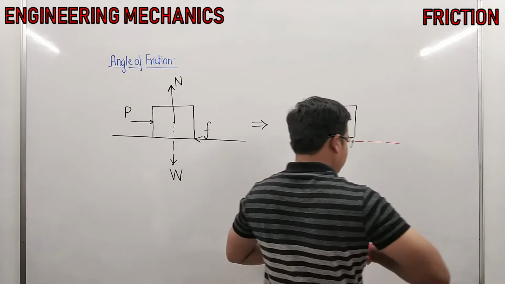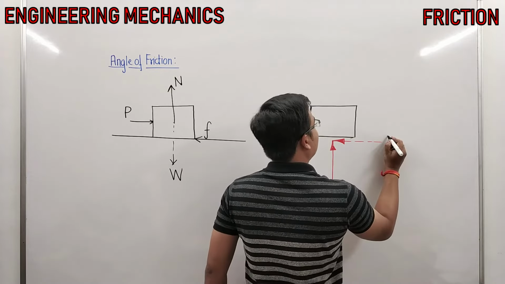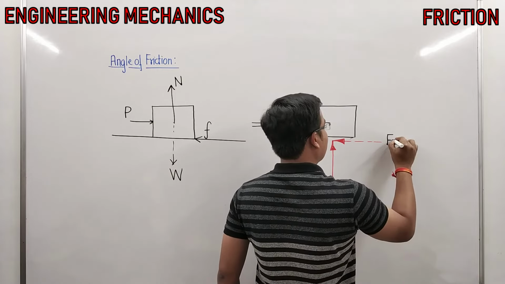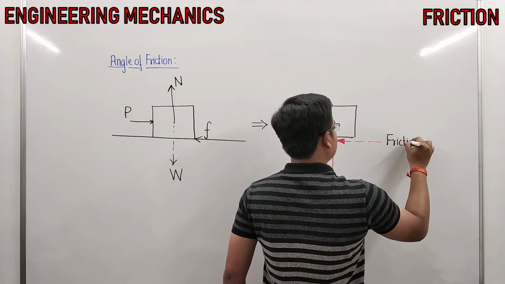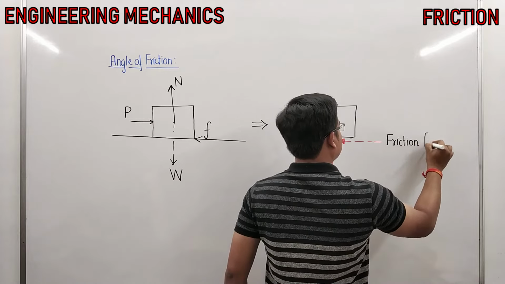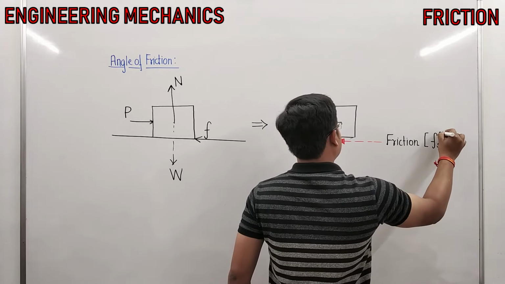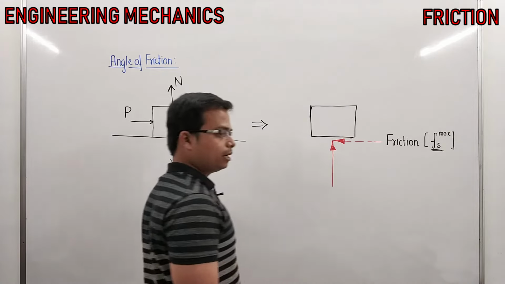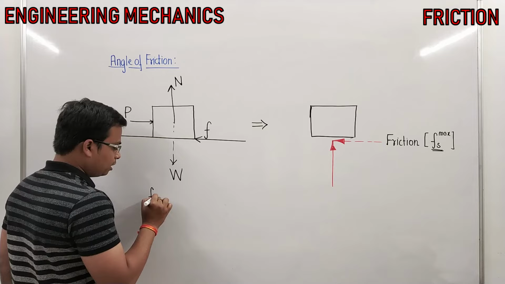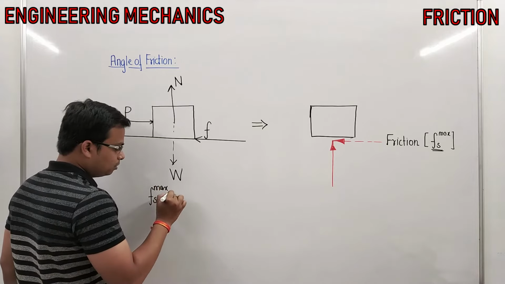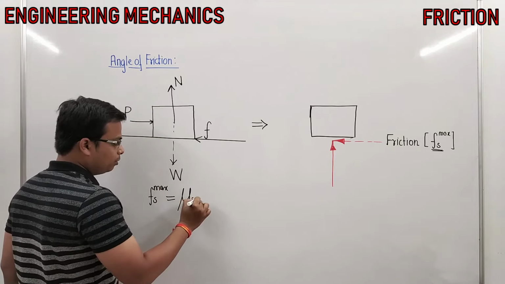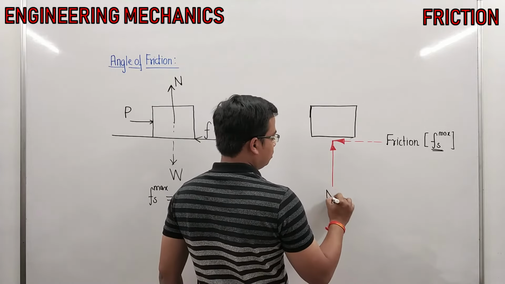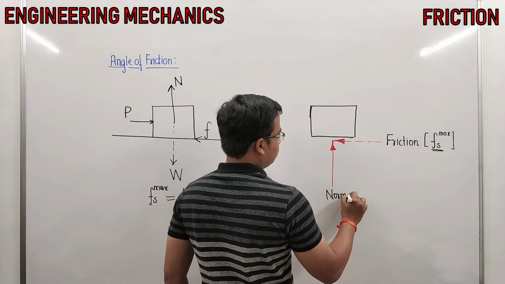Let's just write that. Force of friction, or the friction force, simply. Friction, that is being represented by Fs max. In problems, you always need to take this value, Fs max. And by the way, you know very well that Fs max by definition is equal to mu s times the normal reaction. And this over here is nothing but the normal offered from the ground.